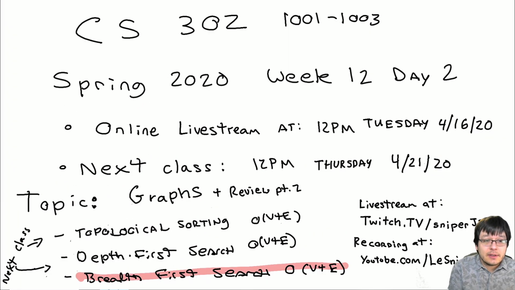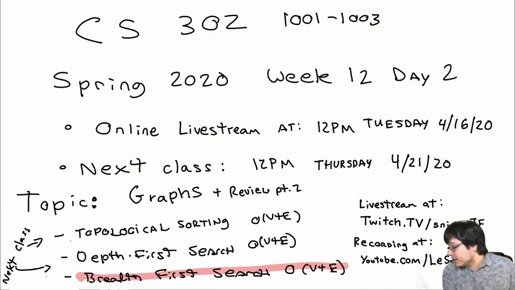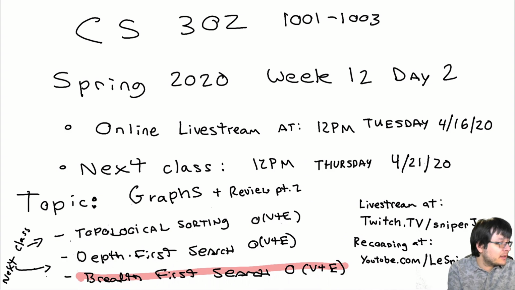Okay, so let's see how many people we got. We got 9 viewers. Now I figure out how to do it on my phone so I can check it on my phone. So let's jump right in, actually. Maybe that thing has a delay on it.